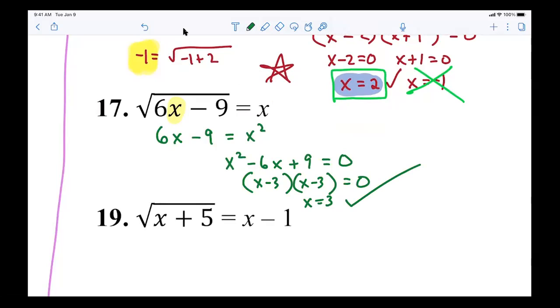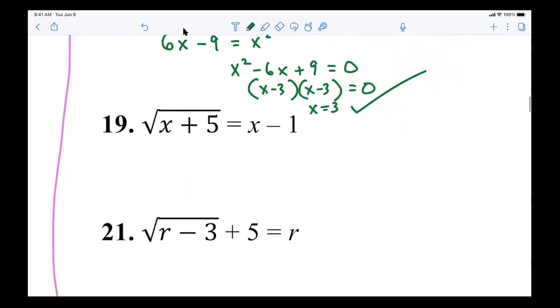All right, here we go with 19. How do I undo a square root? Square both sides. Here we go. Square and square. Notice I'm putting parentheses. Now, again, some of you are going to private schools. They're expecting you to know this. You're going to be taking a standardized test soon.